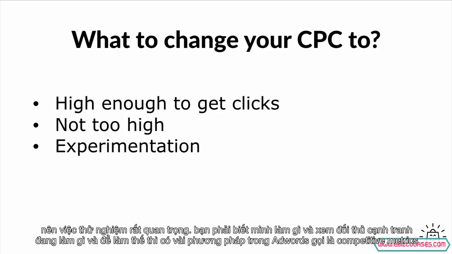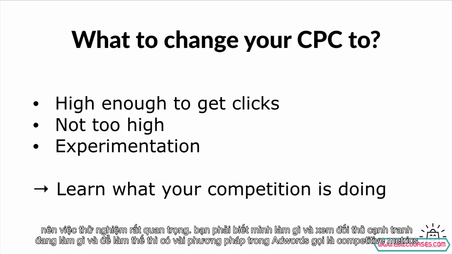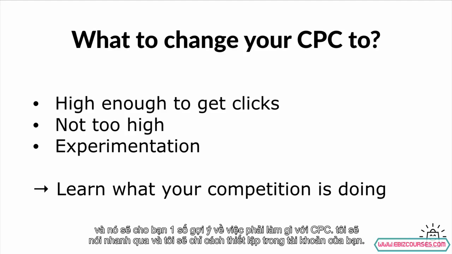So another way to learn what to do is to see what your competition is doing. And to do that, there's a couple of metrics in AdWords. And these are competitive metrics, and they will give you some clues on what to do with your own CPCs. In what follows, I'll quickly run through, and then I'll show you how to set this up in your own account.